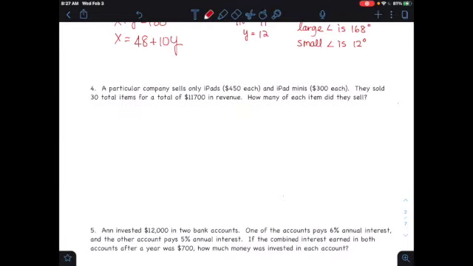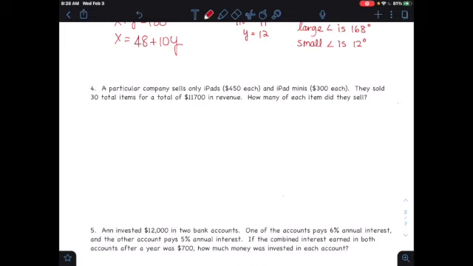A particular company sells only iPads for $450 each and iPad minis for $300 each. They sold 30 total items for a total of $11,700. How many of each item did they sell? So you have to understand how many and how much. If you can understand that, they have different kinds of situations. Ask yourself that when you set up these kinds of questions.